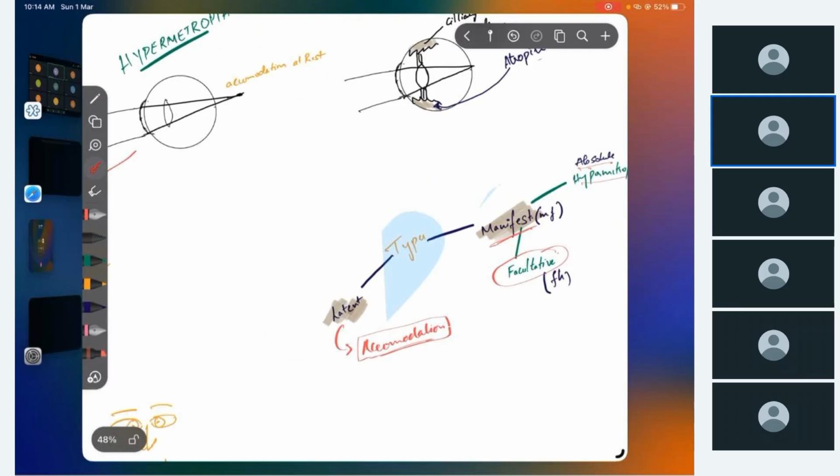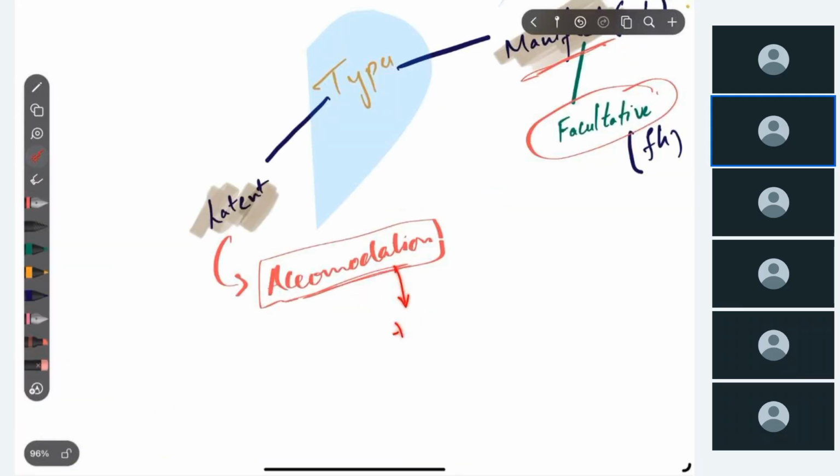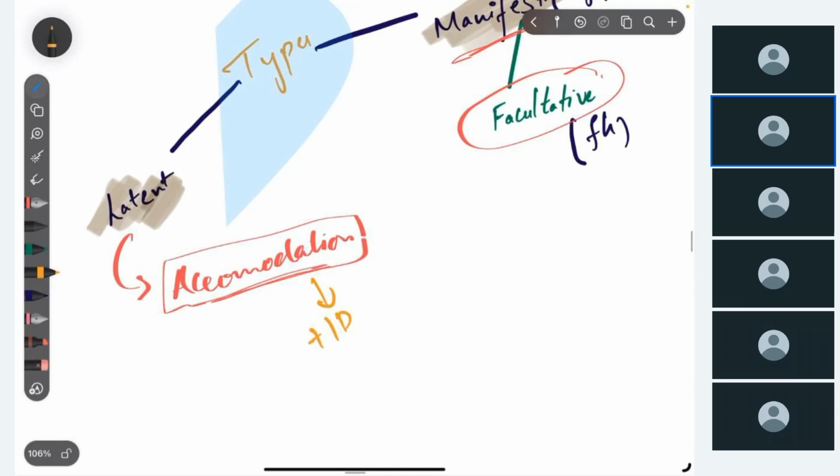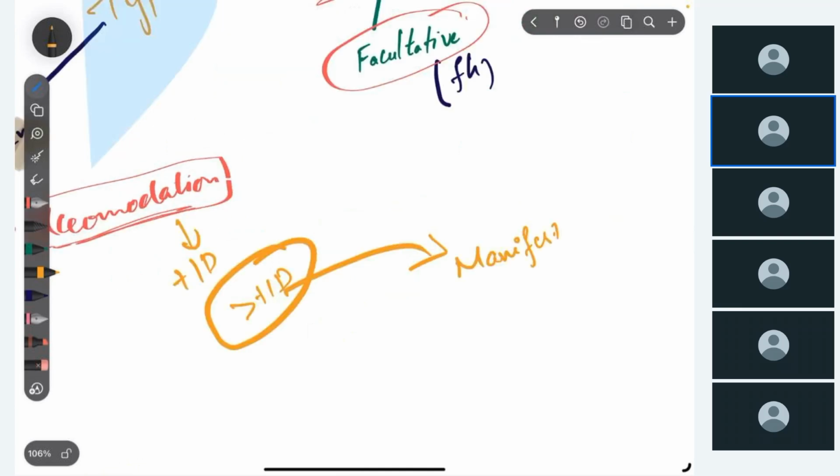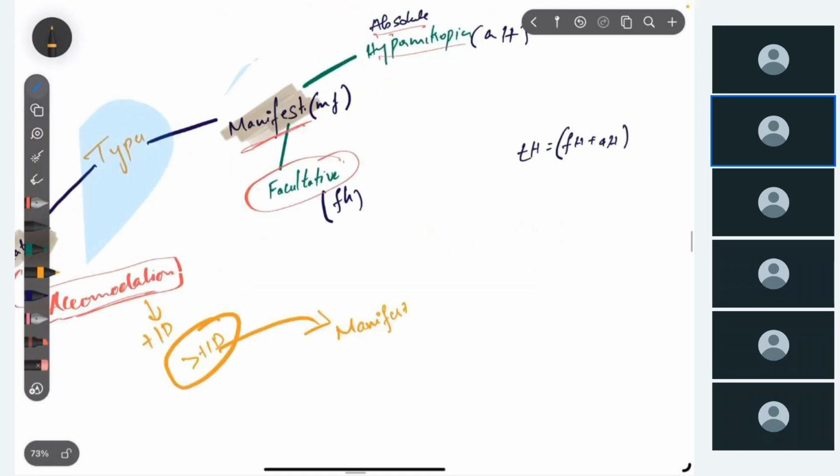This accommodation can maximally contribute for plus 1 diopter power, not more than that. If his spherical power or refractive error is more than plus 1 diopter, it will manifest. That is, he will have problem while reading things. That is called as manifest squint.